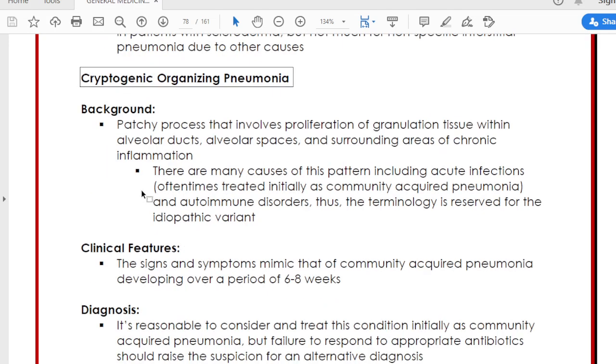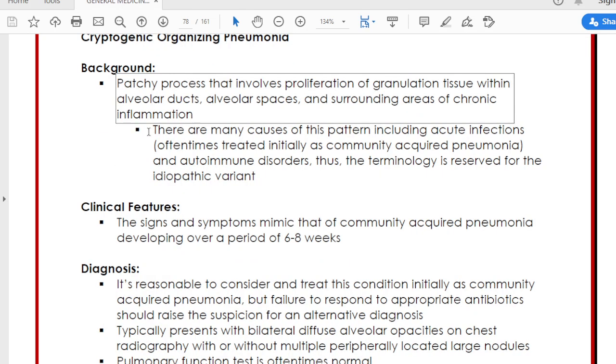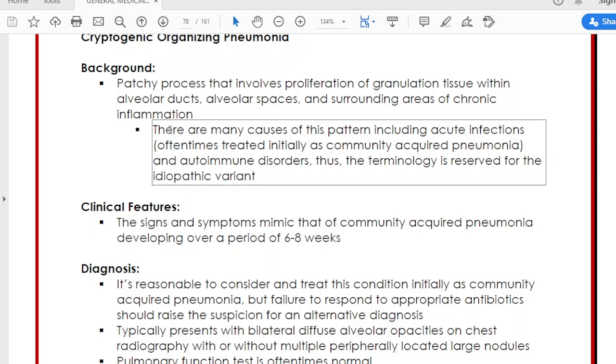Cryptogenic organizing pneumonia. Background: patchy process that involves proliferation of granulation tissue within alveolar ducts, alveolar spaces, and surrounding areas of chronic inflammation. There are many causes of this pattern, including acute infections, oftentimes treated initially as community-acquired pneumonia, and autoimmune disorders. Thus, the terminology is reserved for the idiopathic variant.